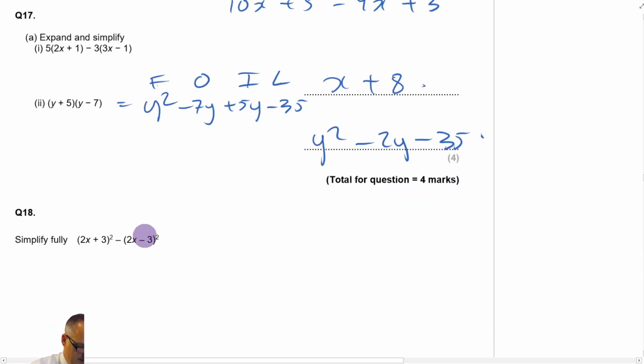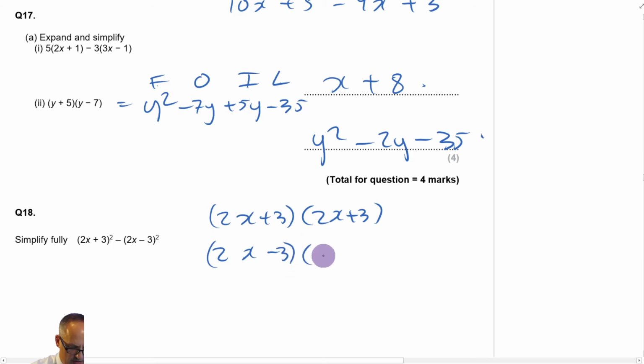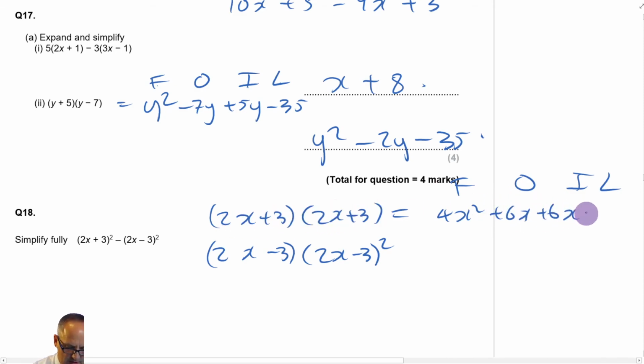Okay, I'm going to simplify this fully. So I've got to square both the brackets. Now do remember that squaring something means this. So I'm going to square that, and I'm also going to work out this one squared, which is 2x minus 3 all squared. So this one will give me FOIL. First two things, 4x squared. Outer two things, 6x. Inner two things is also 6x. Last two things is 9.